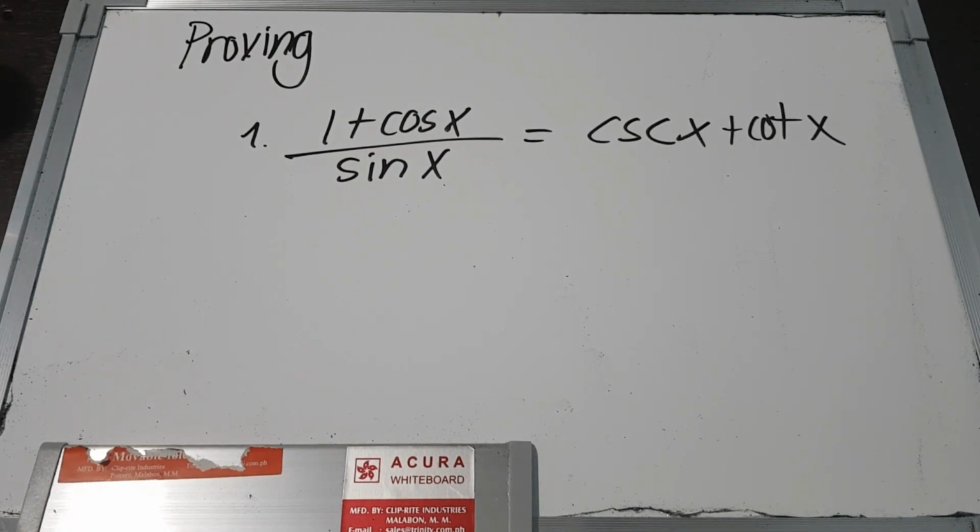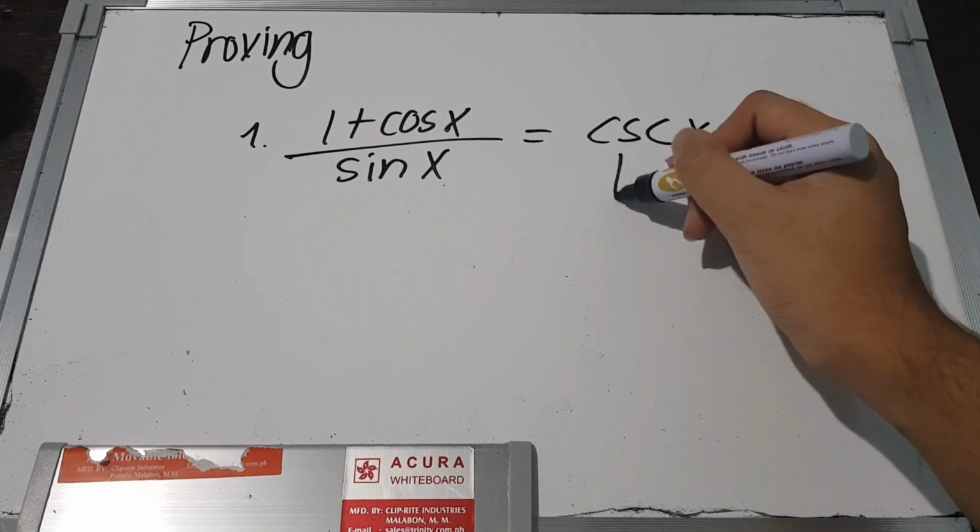Proving trigonometric identities. Consider this example: 1 plus cosine x over sine x equals cosecant x plus cotangent x. In proving trigonometric identities, we could either choose to use the left-hand side or the right-hand side to prove. In this example, I would use the right-hand side.